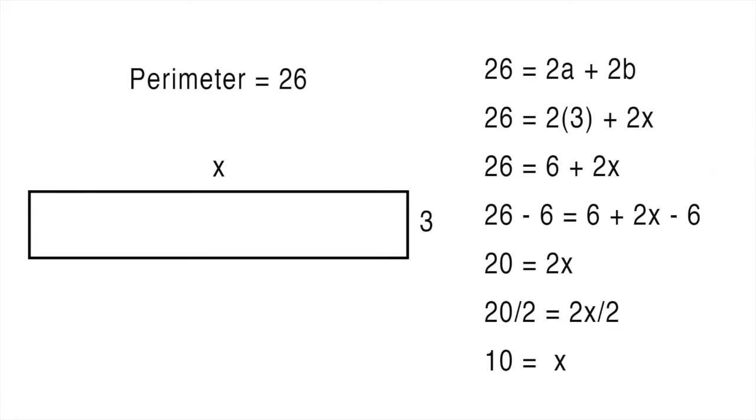Remember, the width on this rectangle is 3 on each side, and the length is x on each side, which means we have 6 plus 2x is equal to the perimeter of 26. So let's go ahead and simplify this equation. Now we have to get x alone. That requires some division, so let's go ahead and do that. Finally, we see that x is equal to 10 once more.